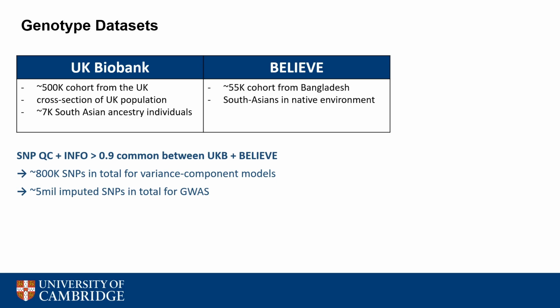And the other dataset that I relied on was the BELIEVE study, which stands for Bangladesh Longitudinal Investigation of Emerging Vascular Events. This data comprised around 55,000 individuals of South Asian ancestry in the native environment of Bangladesh. Both datasets came with genotype and imputed whole genome sequence data. After some SNP QC and InfoScore filtering, I ended up with around 800,000 common SNPs for the variance component analysis and around 5 million imputed SNPs for my G/E GWAS.